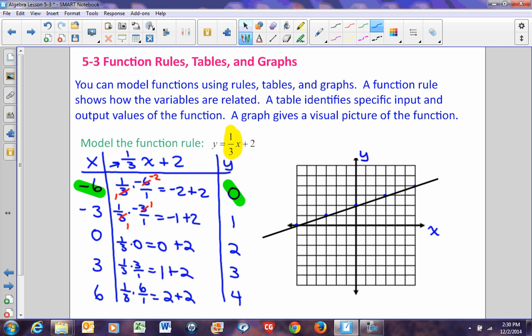There we go. And I will put arrowheads on my line so that we know that it continues forever in 2 directions. And last but not least, I will label my line. I have to label my graph.